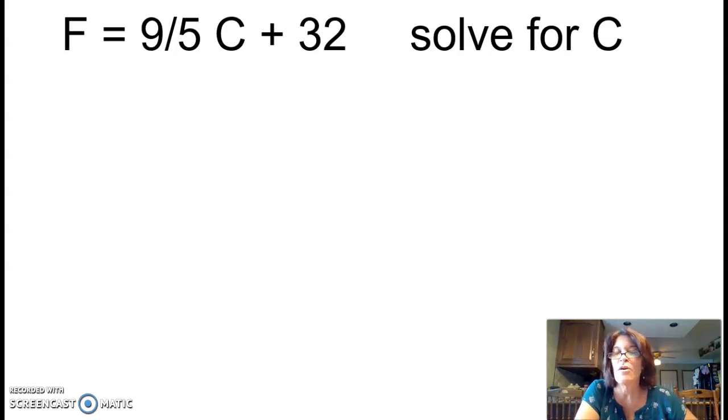Hi guys, we are now doing 1.2, or unit 1, lesson 2. We're going to solve some of these problems, but they're going to be in application or word problems. Okay. So the first thing I want to do is remind you how to solve an equation for a different variable.